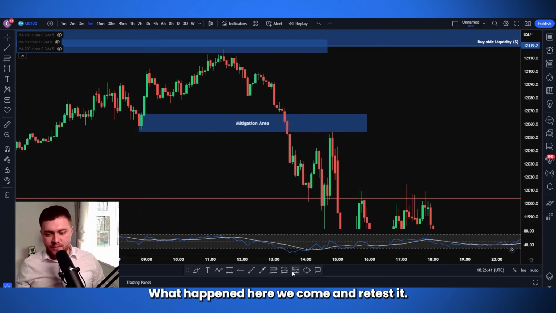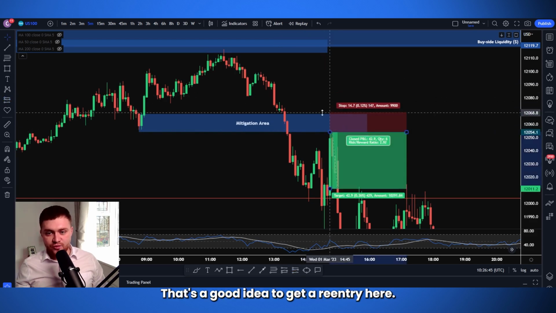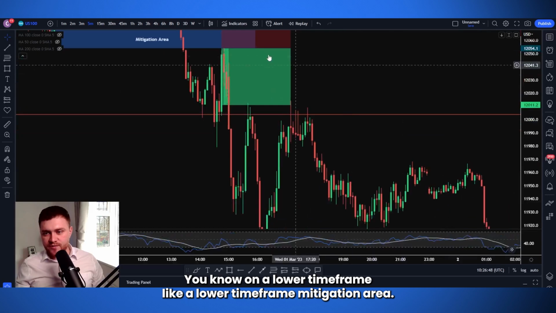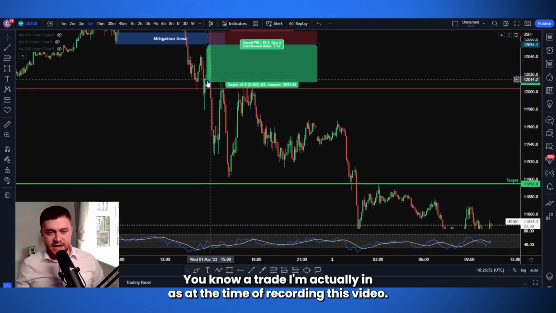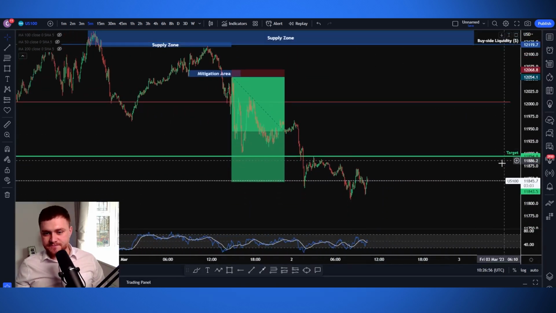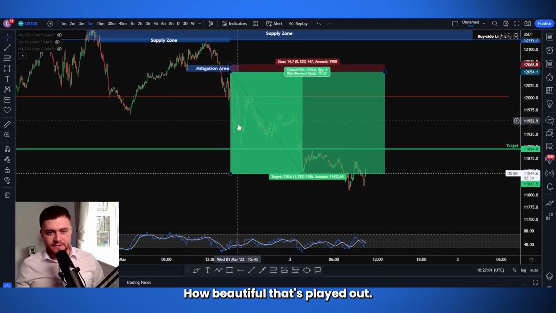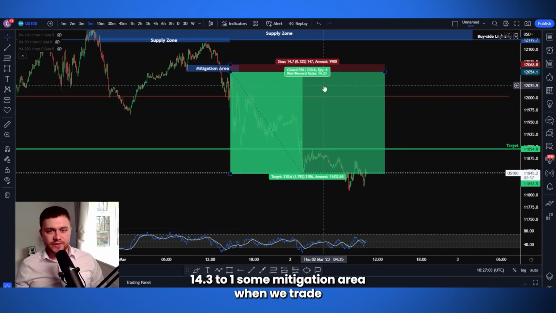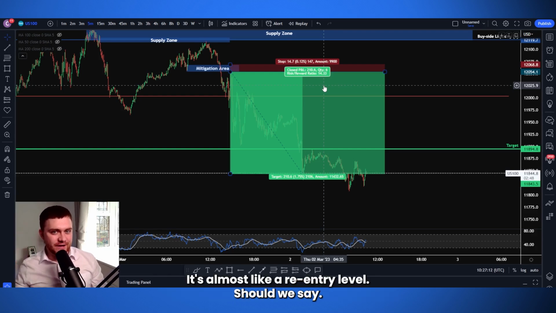What happened here? We come and retested. That's a good idea to get a re-entry here, on a lower time frame mitigation area. A trade I'm actually in as at the time of recording this video, and you can actually see how beautiful that's played out. Really nice, 14.3 to 1. So mitigation area: when we trade through a supply or demand zone, we can then act on the retest. It's almost like a re-entry level, should we say.